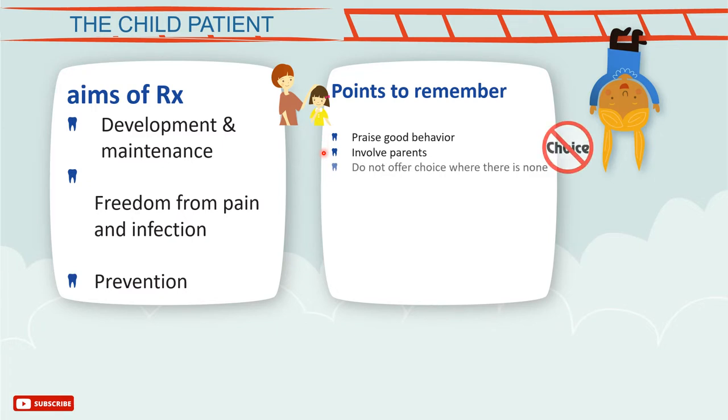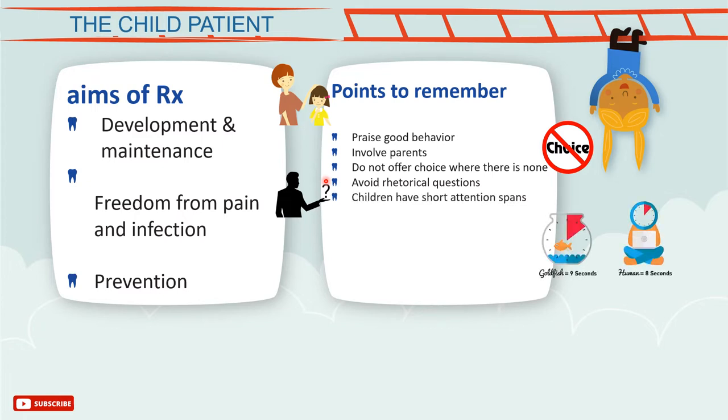Do not offer choices where there are none. Avoid rhetorical questions like, "Would you like to sit on my chair?" because obviously the child may say no. Children have short attention spans that increase with age, and they have decreased sensory acuity, so they may confuse pressure with pain, so sensibility tests are less reliable.